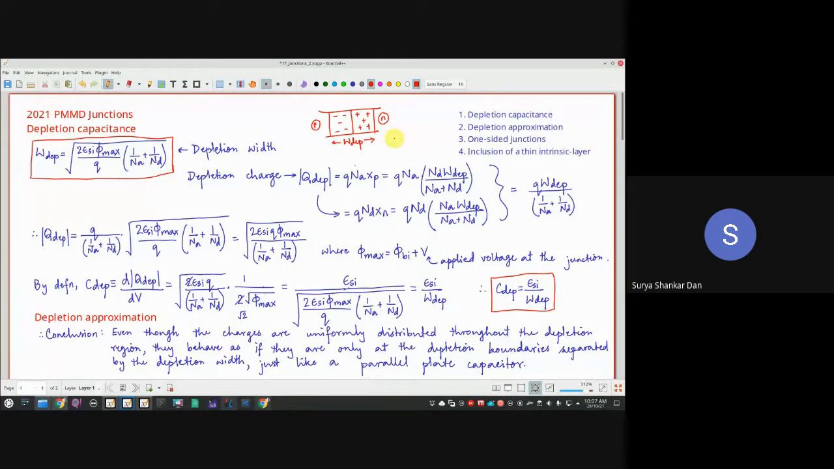Now we want to find out what the capacitance is. And by the way, from the fundamental principles of physics, we know that capacitance will arise only when there is a charge separation. Capacitance implies charge separation.